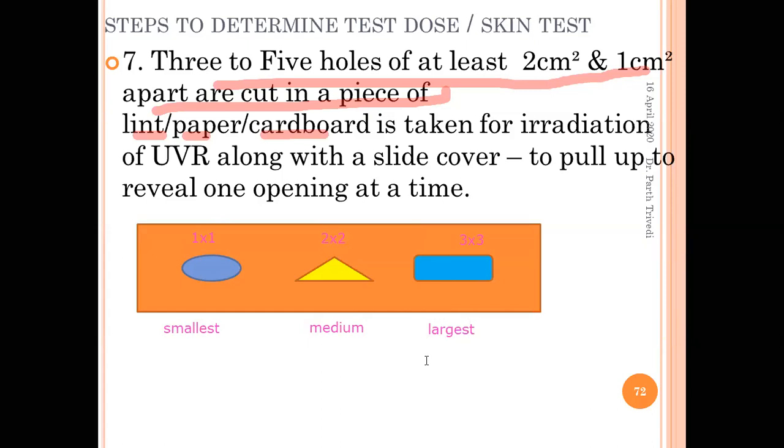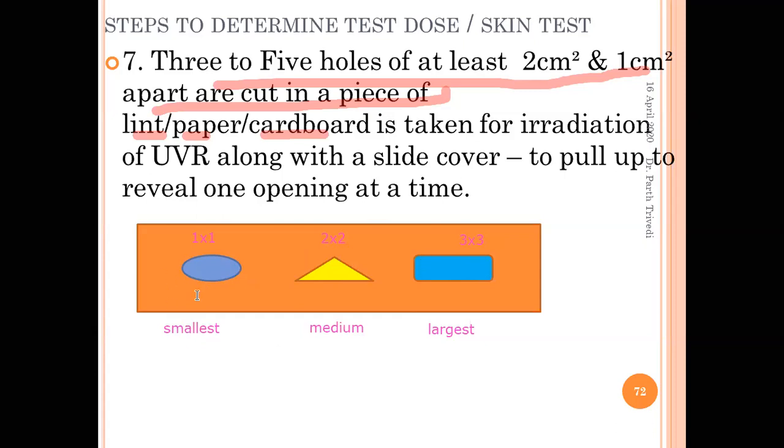Okay, so first we will open circle for how much? 30 seconds. So what we are going to do, we will open the first hole, that is your circle, for 30 seconds, then second hole for next 30 seconds, and the third one for next 30 seconds. So practically the circle is exposed to 90 seconds, this is exposed to 60 seconds, and this is exposed to 30 seconds.